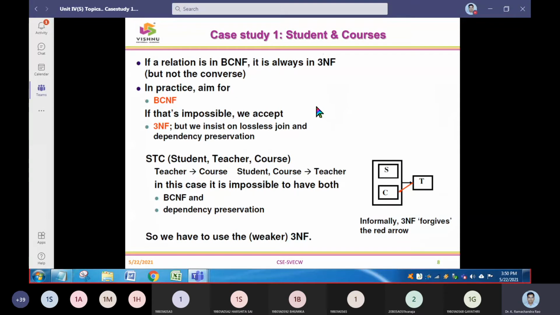Now, let us move to the fourth one, that is called Boyce-Codd normal form. So in Boyce-Codd normal form, the thing that was not tracked in the third normal form, that is lossless join and dependency preservation, was missing in the third normal form and it was taken up. So if I am going to have lossless join and dependency preservation, then I can say we are in Boyce-Codd normal form.